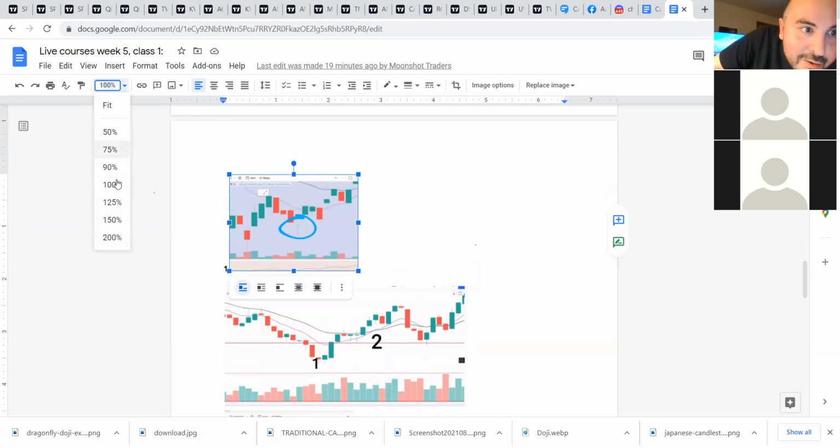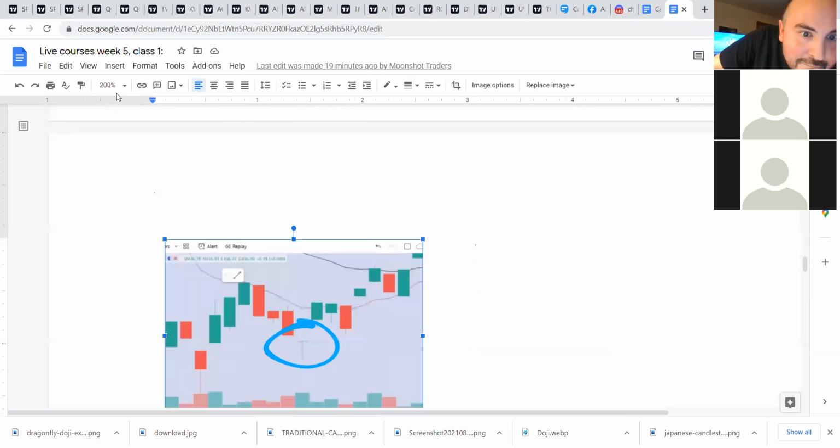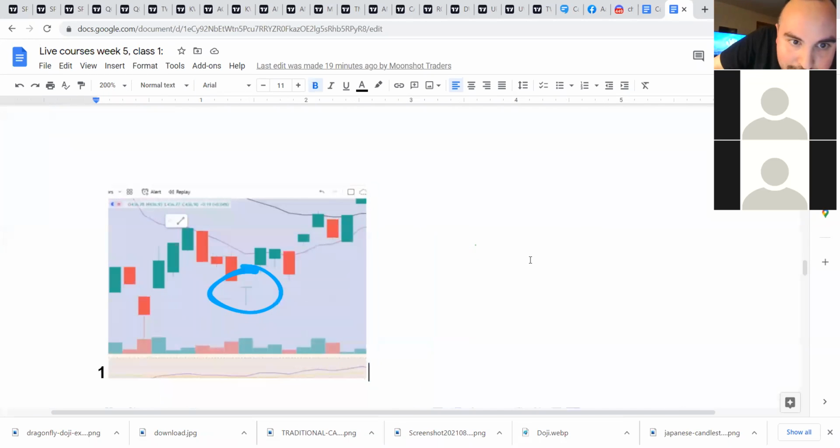Let me zoom in a little bit here. All right, do we know what this is? Does anybody want to call it out? What pattern in the blue circle? What is that? You got your downtrend. Can you guys see that okay? Dragonfly. Yep, it's a Dragonfly doji, yep.